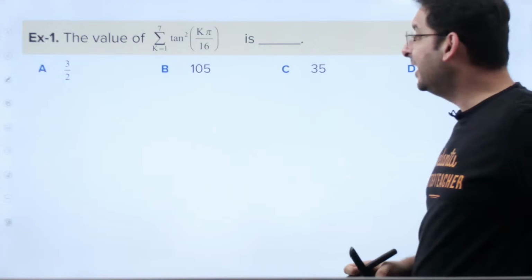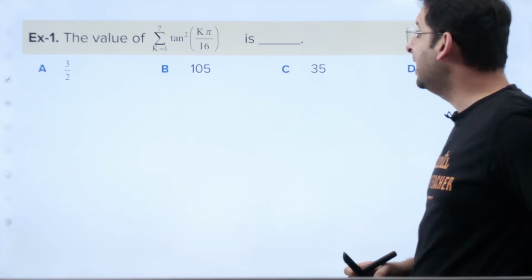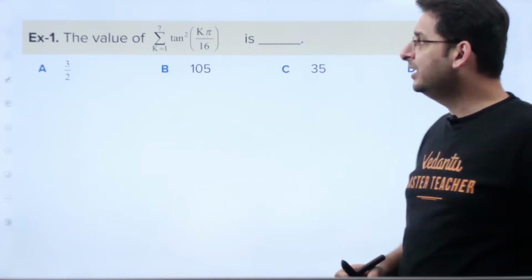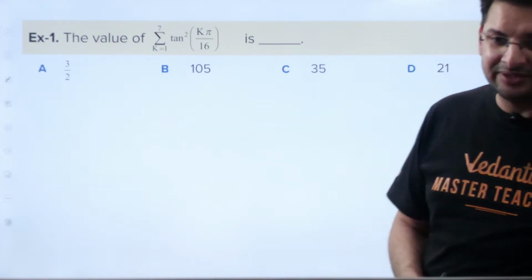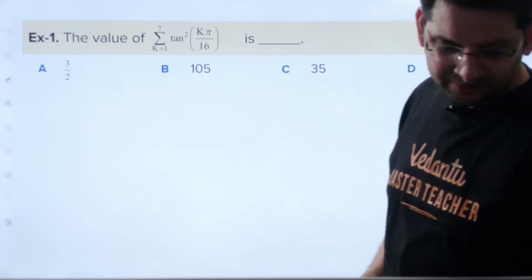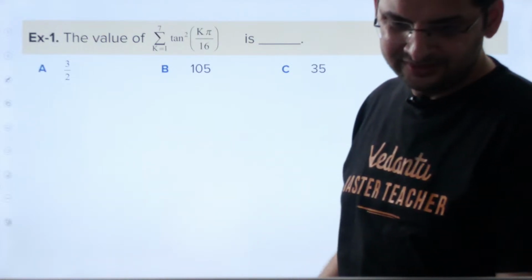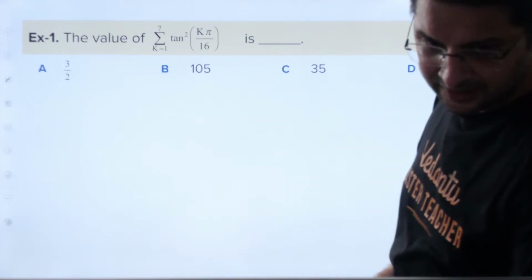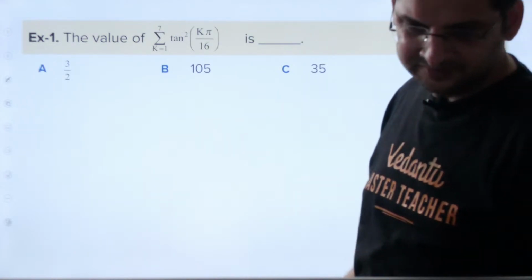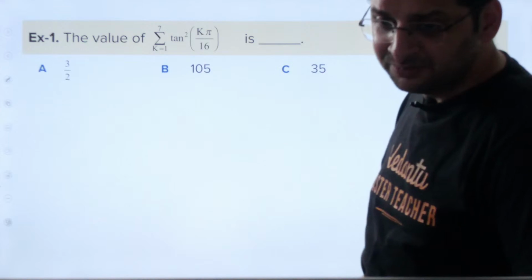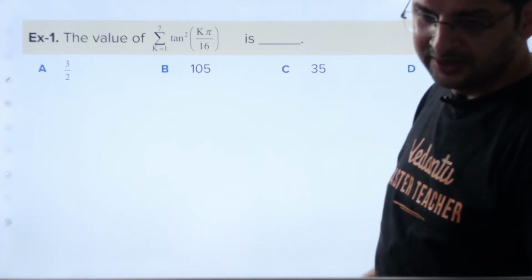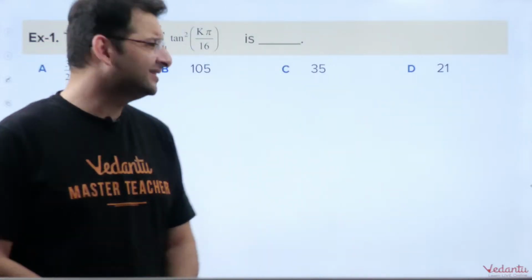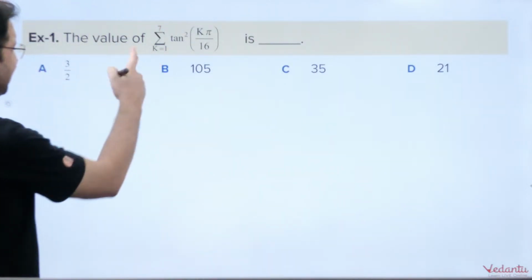Let's see. The value of sigma tan square k pi by 16, k varies from 1 to 7. Let's see who is able to find this. The first point is, we should be able to write them. Let us see what this expression says. So it has 7 terms.